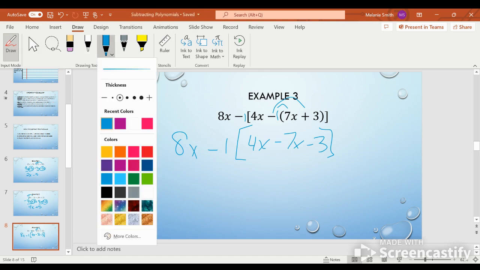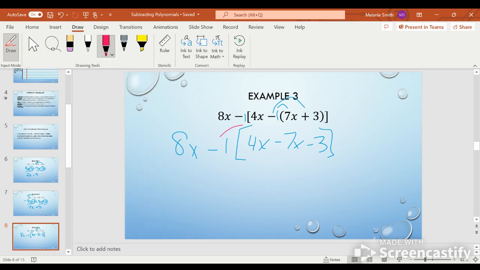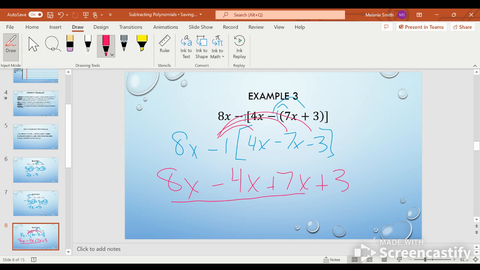Now, I'm going to go ahead and change colors here so that we can kind of see the difference. So I'm going to now distribute this negative 1 over here. I know that's kind of getting in the way, but I'm going to bring down 8x. This is going to become minus 4x plus 7x plus 3. And now I can go ahead and combine like terms. All three of these things are like terms. So that would be 11x and then plus 3.